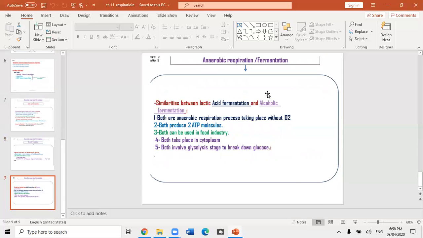Okay, now we'll also mention the similarities between lactic acid fermentation and alcoholic fermentation. Both are anaerobic, taking place without oxygen. Both produce two ATP molecules. Both can be used in the food industry. Both take place in the cytoplasm. Briefly, both involve stages to break down glucose, which is glycolysis, and the formation of, as we talked about, the CO2.